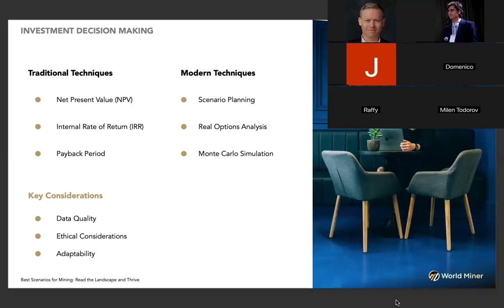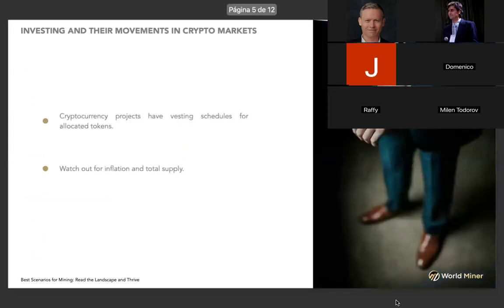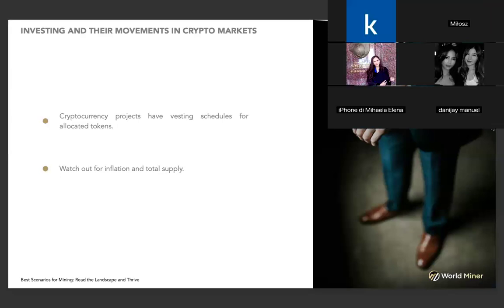So, investing and the movements in the crypto market then. When a cryptocurrency project has vesting schedules for allocated tokens, that means the tokens given to investors or founders will not be available right away. It means they're locked for a period. Over time, or at a later date, they will be vested.